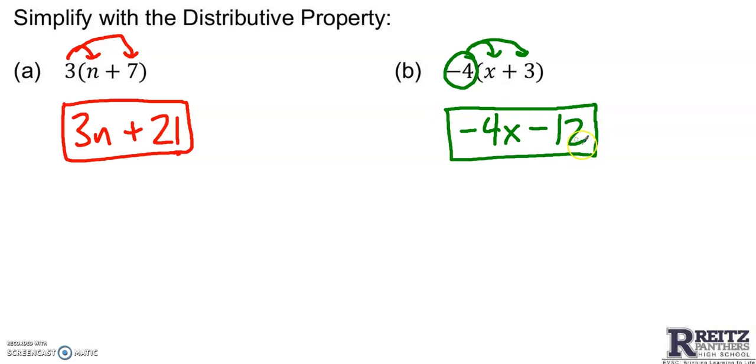It's been my experience, Panthers, that students, when they're distributing a negative number or a negative variable expression, often forget the negative sign on that second term, or really any term that comes after the first term. So be very careful, Panthers.